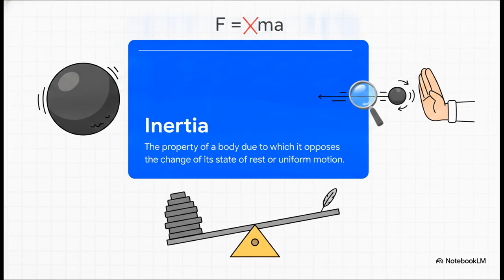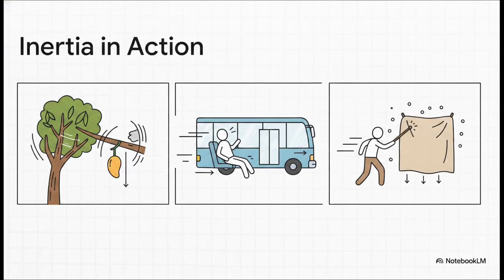And here is a crucial takeaway for your prep. The inertia of a body is directly measured by its mass. The more massive a thing is, the harder it is to get it moving, or to stop it once it's going. And this perfectly explains so many everyday phenomena. Have you ever wondered why mangoes drop when you shake a branch? Well, the branch moves, but the mango's inertia of rest keeps them stubbornly in place, snapping the stem.